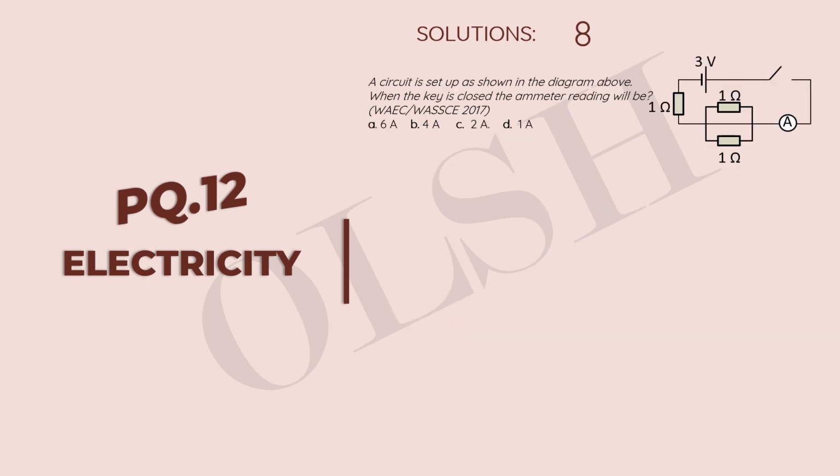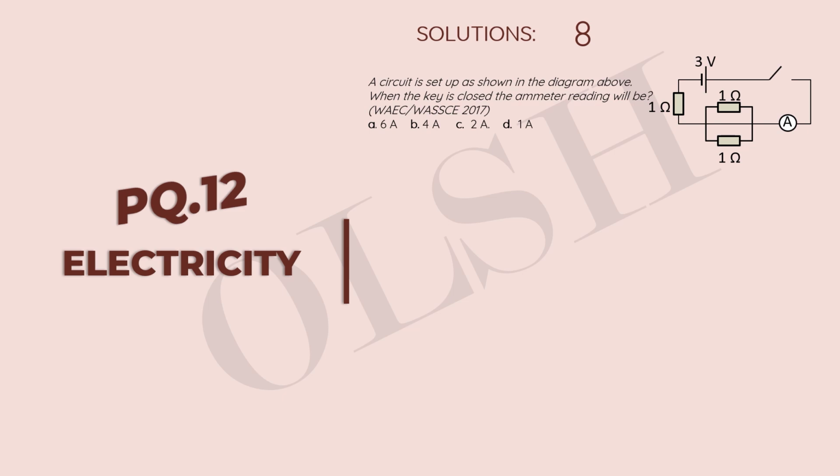So number 8, we have a circuit set up as shown in the diagram above. When the key is closed, the ammeter reading will be dash. All right, so we have to find what the ammeter reading will be. We know the ammeter reads the rate of current flow, so the ammeter reading is going to be in amps. It's going to be reading the current flowing through the circuit.